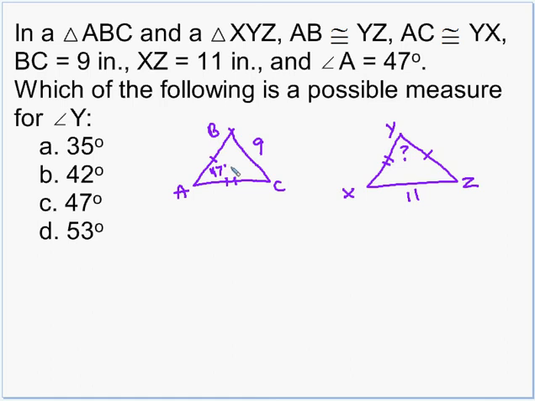Well, if we compare, BC is 9, XZ is 11, 9 is less than 11, so therefore we need an angle measure that is greater than the 47 degrees. 53, part D, there is our only option.